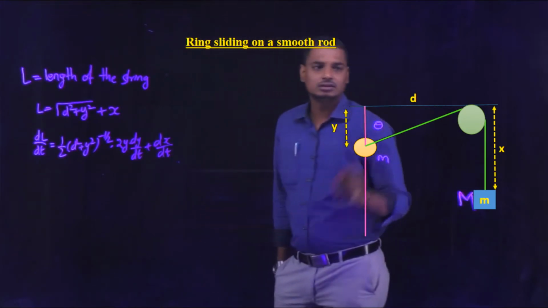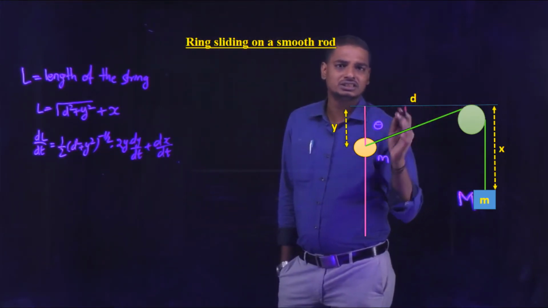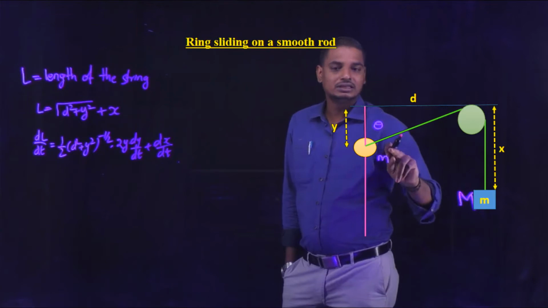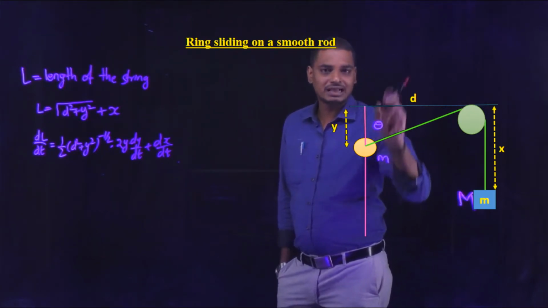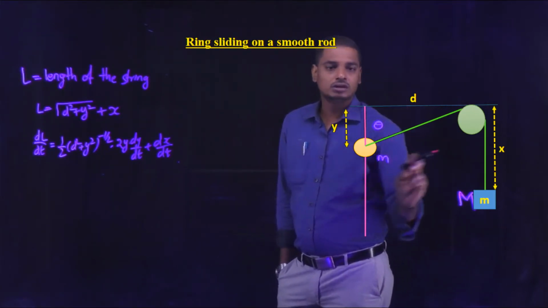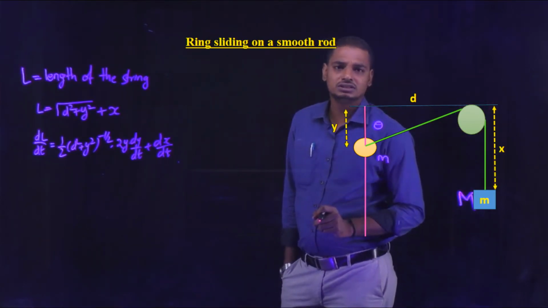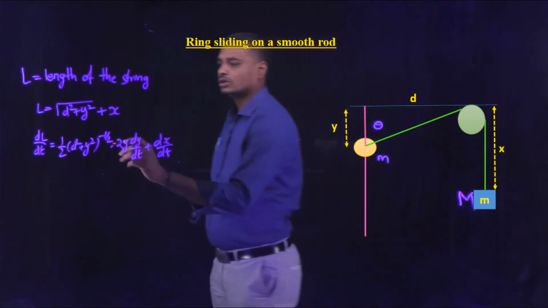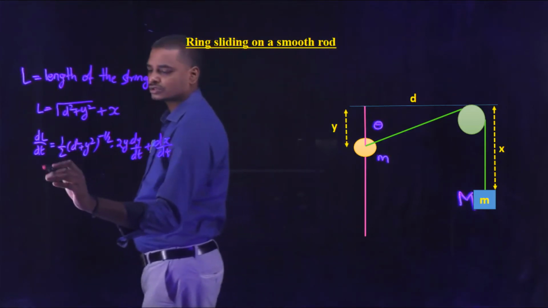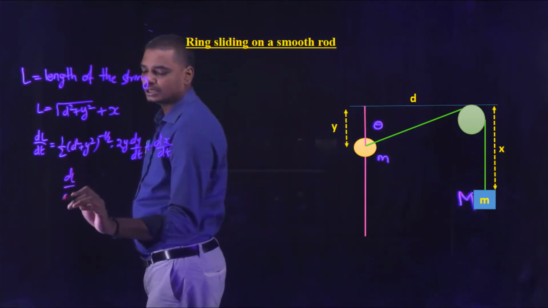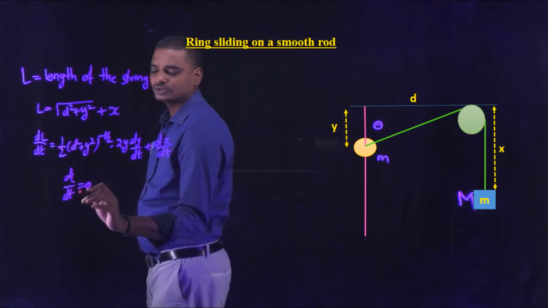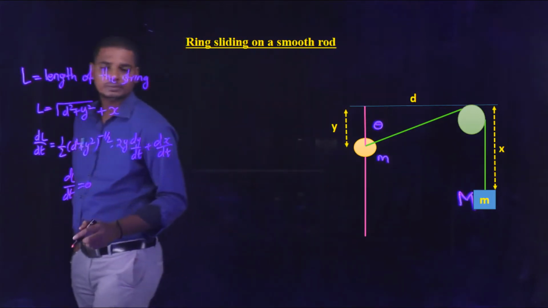Right or not? Here d does not change, but the distance y may change as the ring may go up and down, and the distance x will also change, right? So dl by dt, as the length is constant, dl by dt should be equal to 0. So this expression should be equal to 0.